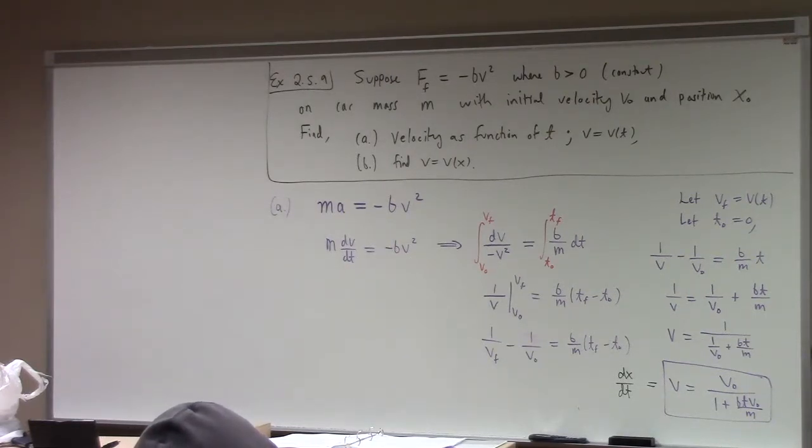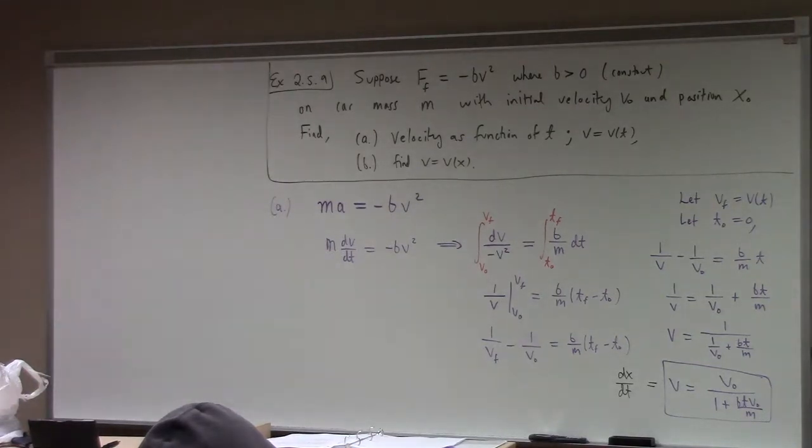Natural log of the absolute value of v evaluated from v naught to vf is equal to minus b over m. Well, this integral works out to xf minus x naught, right? So in other words, the natural log of the absolute value of vf minus the natural log of the absolute value of v naught is equal to minus b over m times xf minus x naught.